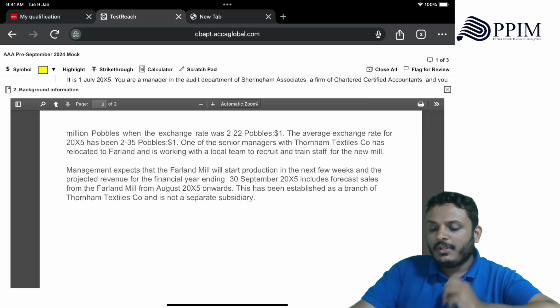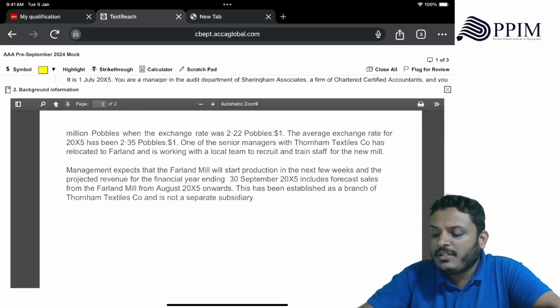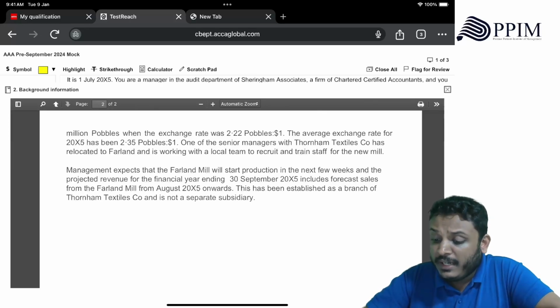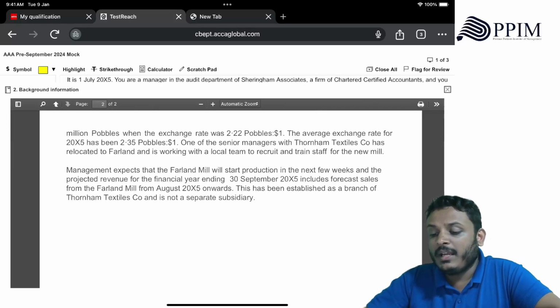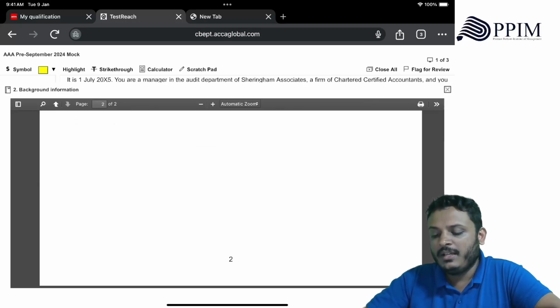Management expects that the Farland mill will start production in the next few weeks and the projected revenue for the financial year ending 30th September 2005 includes forecast sales from Farland mill from August 2005 onwards. This has been established as a branch of Tonham Textiles, not a separate subsidiary.